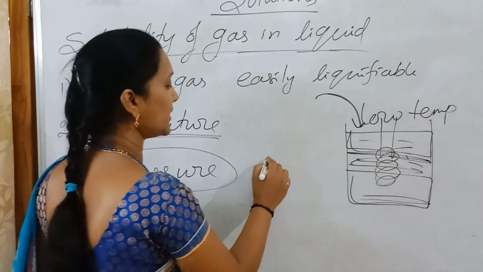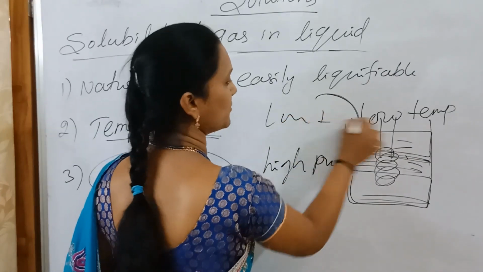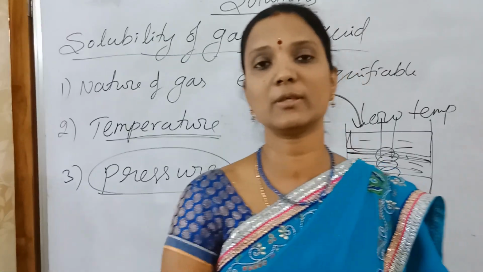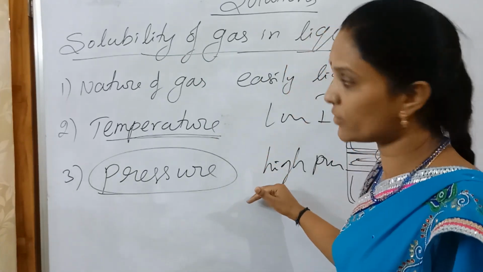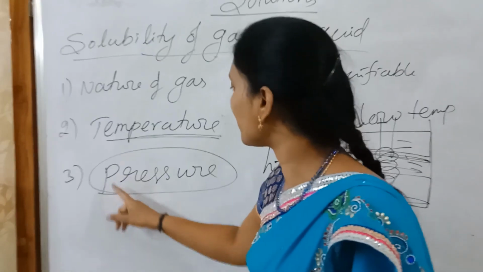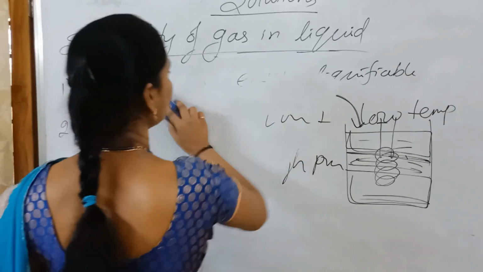So what do we have to maintain? High pressure. So maintain high pressure and low temperature. Okay, maintain the low temperature and high pressure. So what are the favorable conditions to increase the solubility of gas in liquid? Low temperature and high pressure, and the gas must be easily liquefiable. Okay, now for this effect of pressure, Henry gave one expression. So what is that? Henry's law.